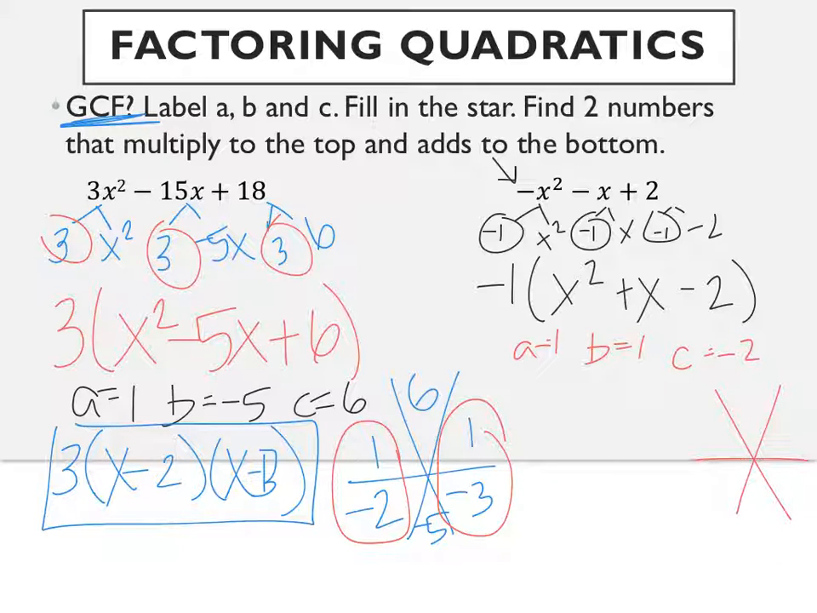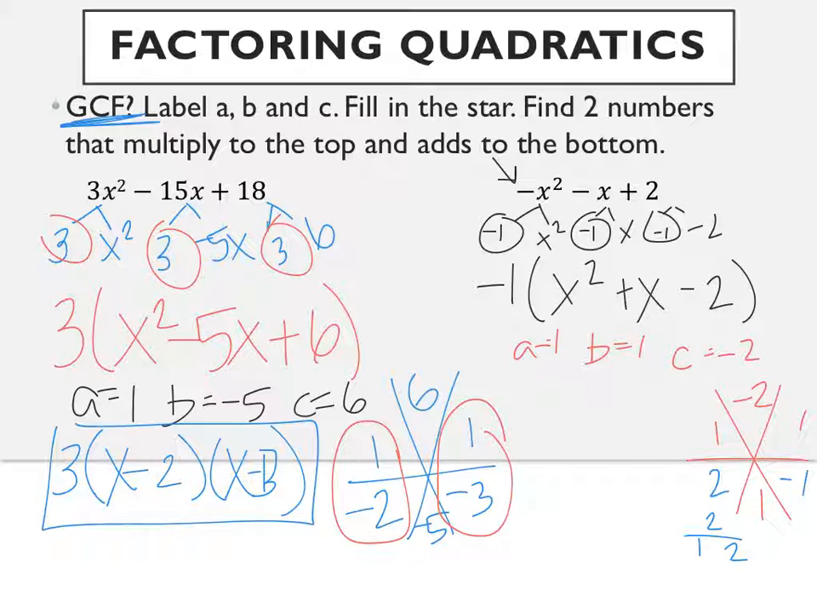So I'll draw on the star. A times c goes on top, and b on bottom. So I need to find two numbers that will multiply to negative 2, but add to positive 1. If you think here, the only things that multiply to 2 are 1 and 2. To multiply to a negative 2, I know one of my two numbers has to be negative. And then I add to a positive 1, so my bigger number is positive, and the smaller number is negative.